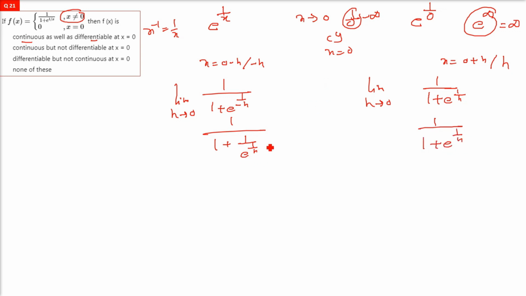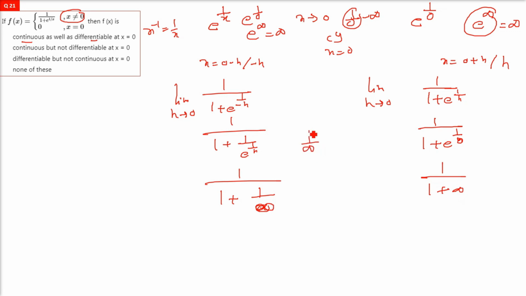Now when you apply h as 0, 1 by e to the power 1 by 0 is what? Infinite. h is 0, so 1 by 0 is infinite. e raised to infinite is what? Infinite. So what do you get here? 1 by infinite. On the right, as I told you earlier when we started this question, h is 0, so e raised to 1 by 0 is e raised to infinite. So 1 by 1 plus e to the power infinite is infinite only.